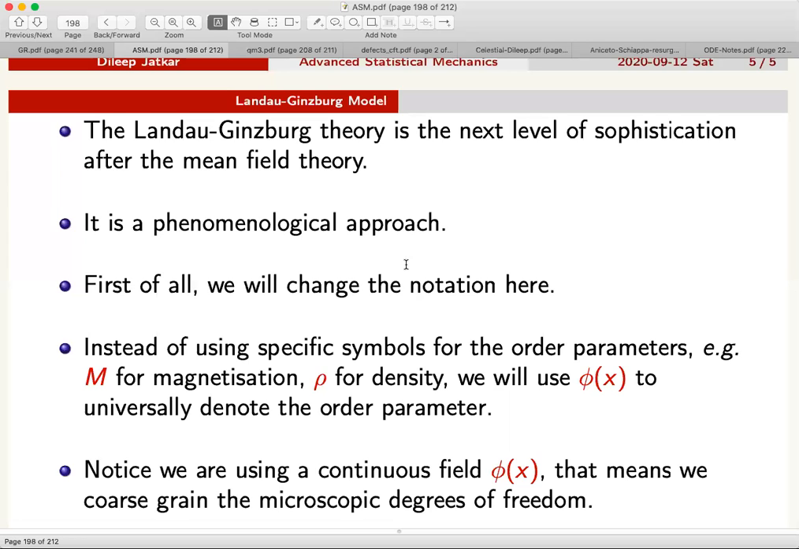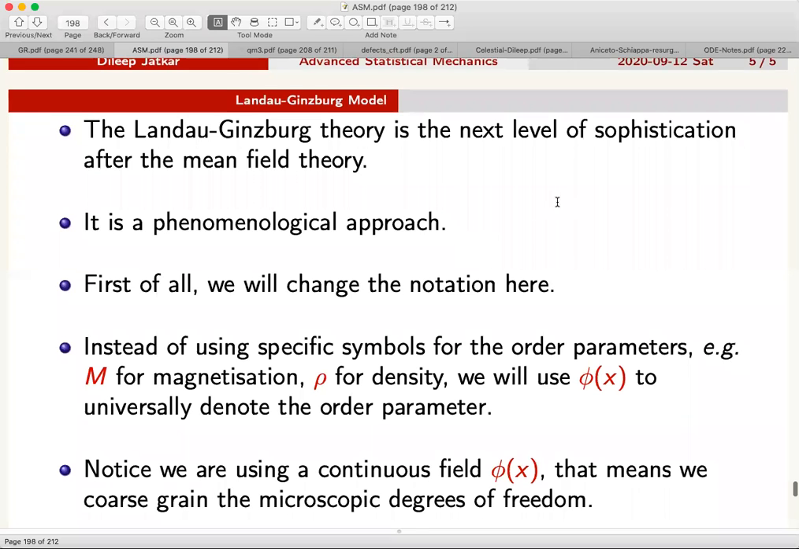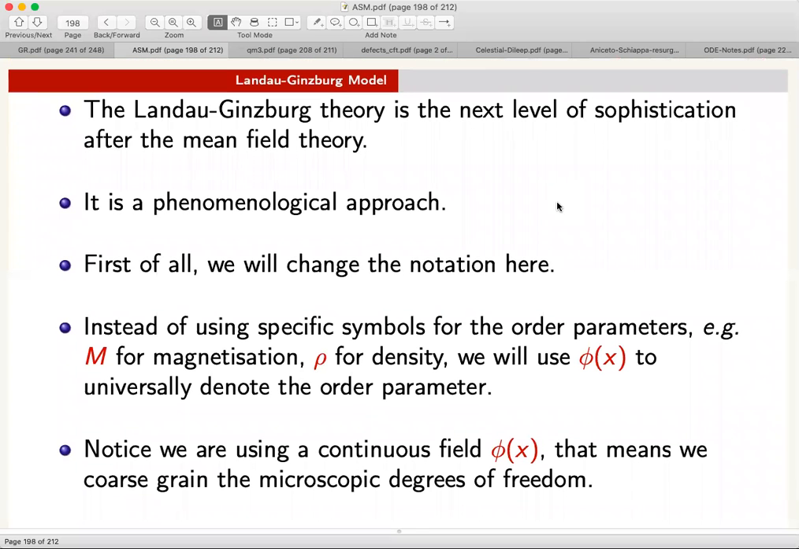Okay, so the first thing that we will do is make some small changes in the notation. The reason for that is exactly what I explained a few minutes ago: Landau-Ginzburg wants to give a general setup. They don't want to say, look at the Ising model, there's an order parameter which is magnetization, let me write everything in terms of magnetization. Then I look at a liquid-gas system, I write down density as the order parameter, and then try studying that. They don't want to do that.